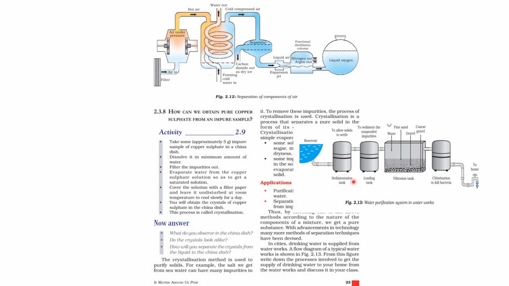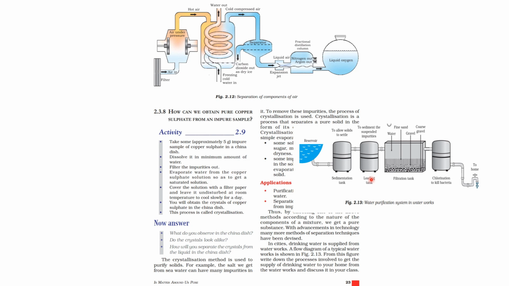Next is the loading tank. Here, the suspended particles are made to settle at the bottom by adding potash alum. So what happens when alum is added? The suspended clay particles, which have not settled down, that means very fine particles, will become heavy as alum deposits on the clay particles, and they will settle at the bottom of the tank.